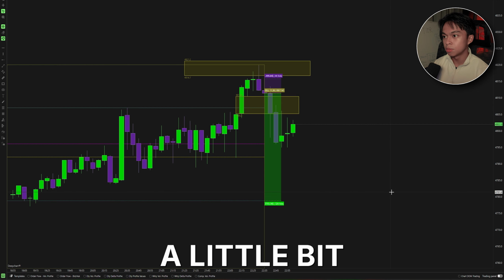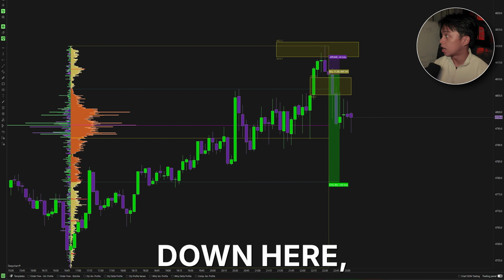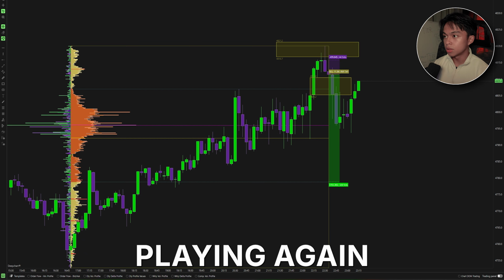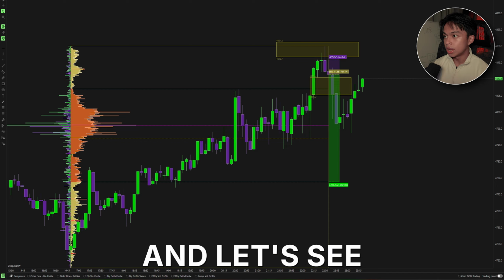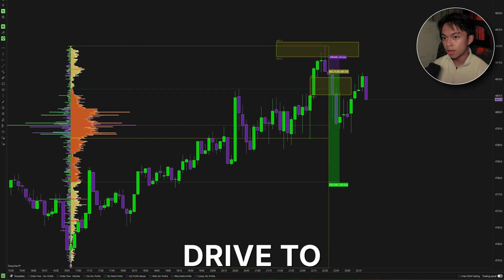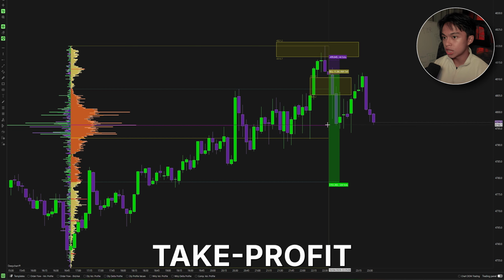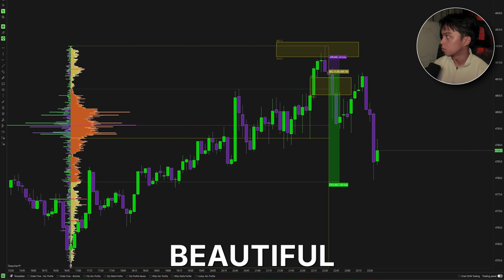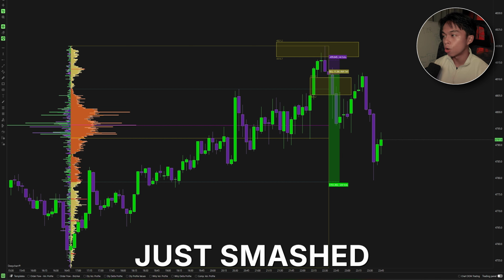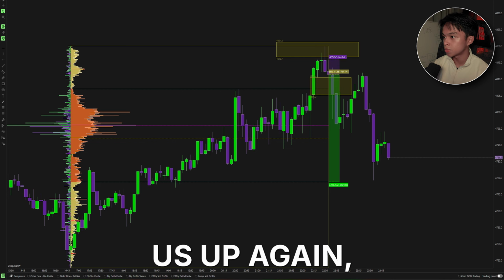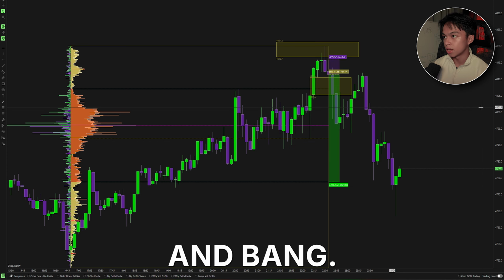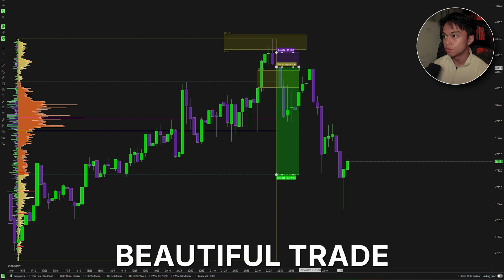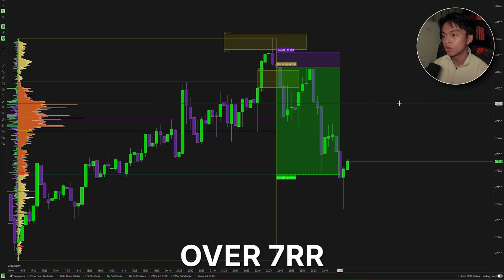Now let's try to play this a little bit further down. Our target is going to be down here. Right, we're playing again a pullback right now. And let's see if we can have a second drive to the downside. Remember guys, first take profit is going to be the POC, and bang. Look at this beautiful candle just smashed all the way to the downside. Let's try to speed this up again. Play this out and bang. Absolutely beautiful trade right here. That would be netting you over 7 RR.